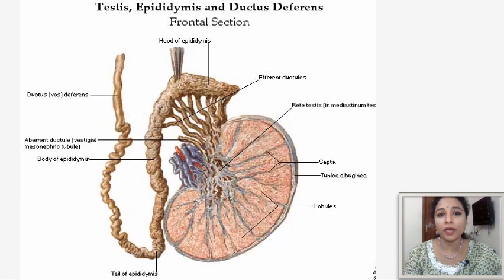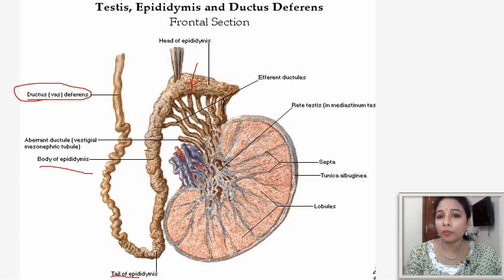If you see the parts of the epididymis, it has the head, then the body, then the tail. The tail continues into the ductus deferens or vas deferens. The sperms undergo maturation and gain progressive motility in the epididymis, and they are also stored in the epididymis until ejaculation.